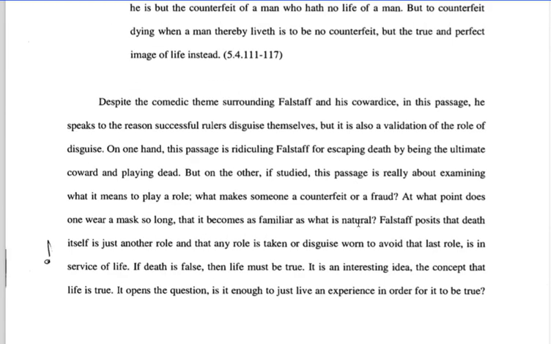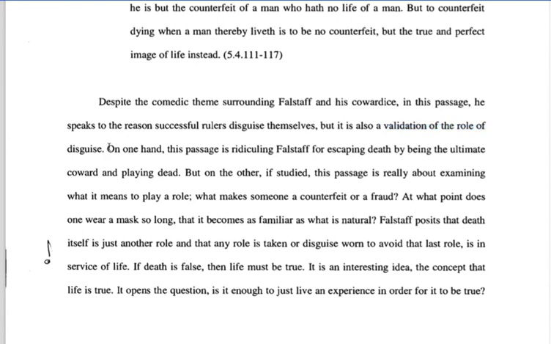Look, notice what the student does with this. Despite the comedic theme surrounding Falstaff and his cowardice in this passage, he speaks to the reason successful rulers disguise themselves. But it is also a validation of the role of disguise. Notice the student is going from the specific instance of why rulers disguise themselves to the larger issue of the validation of the role of disguise. This is occurring right towards the end of the student's paper.